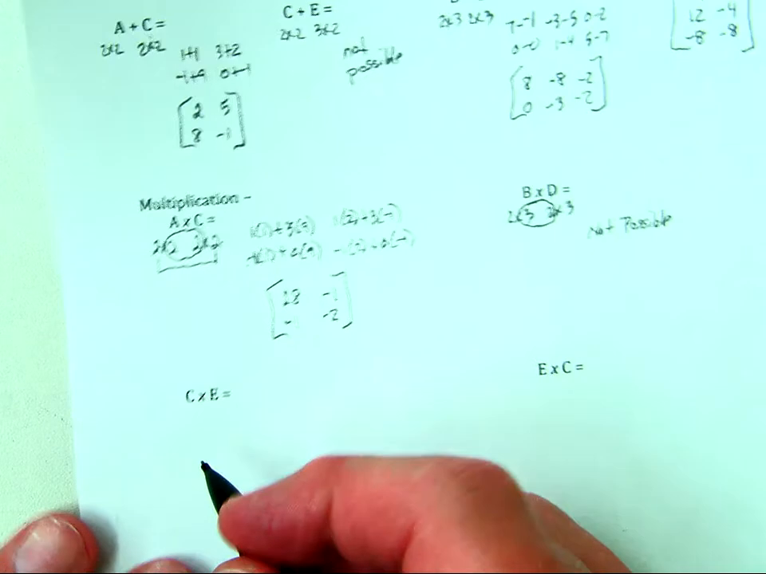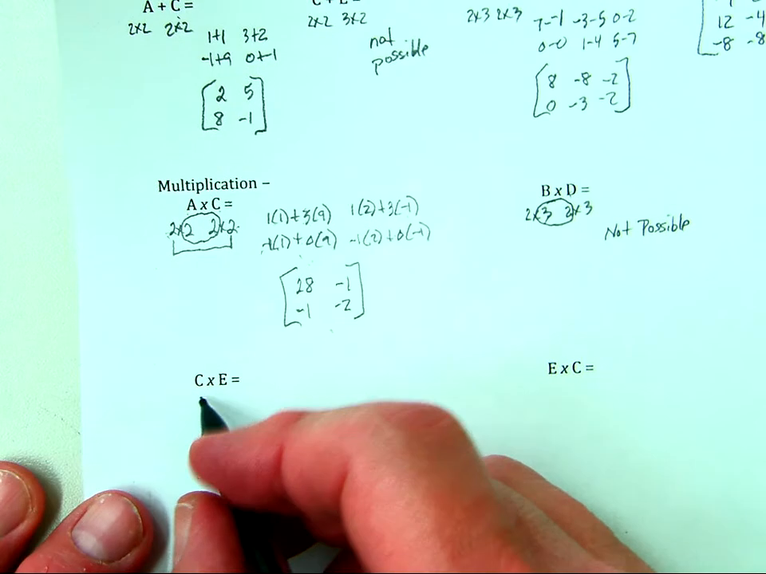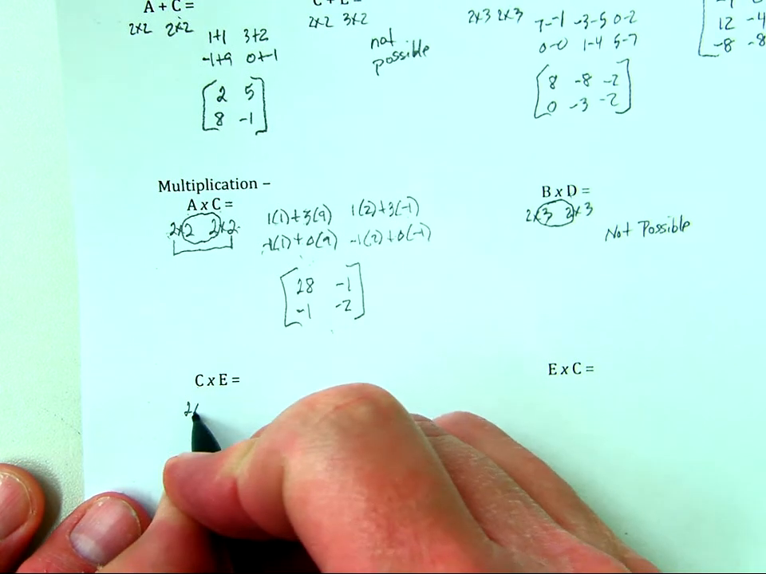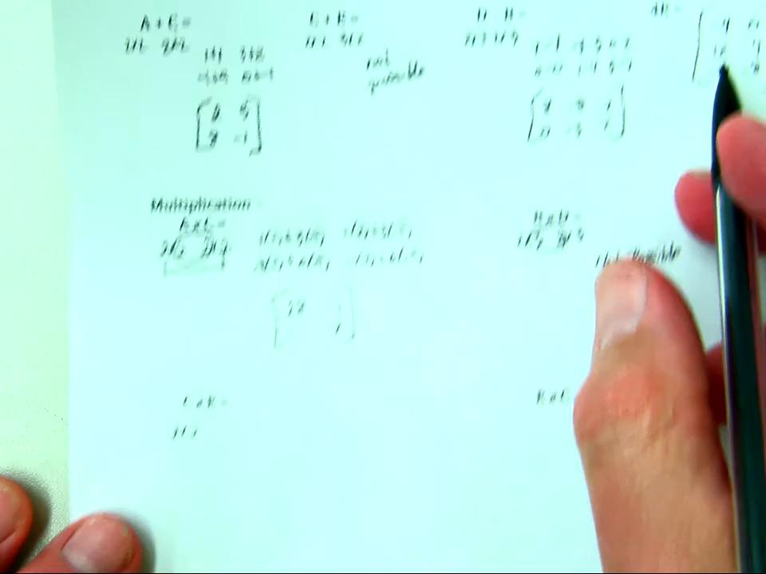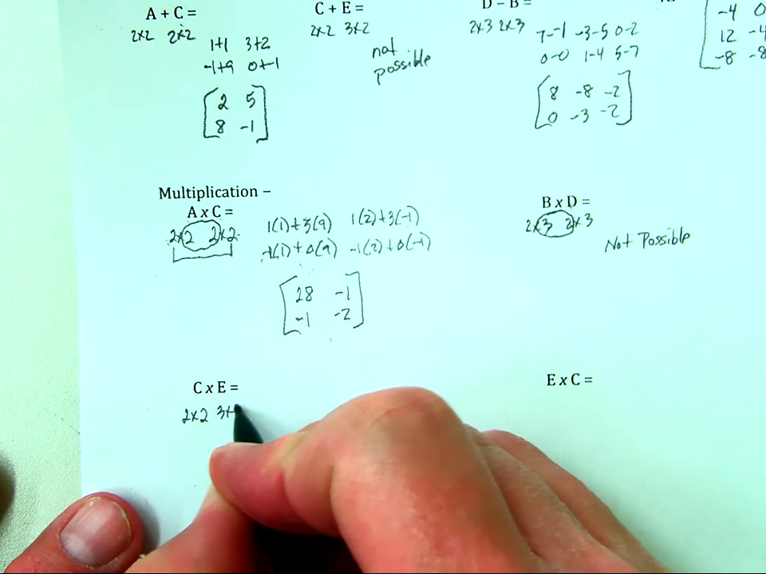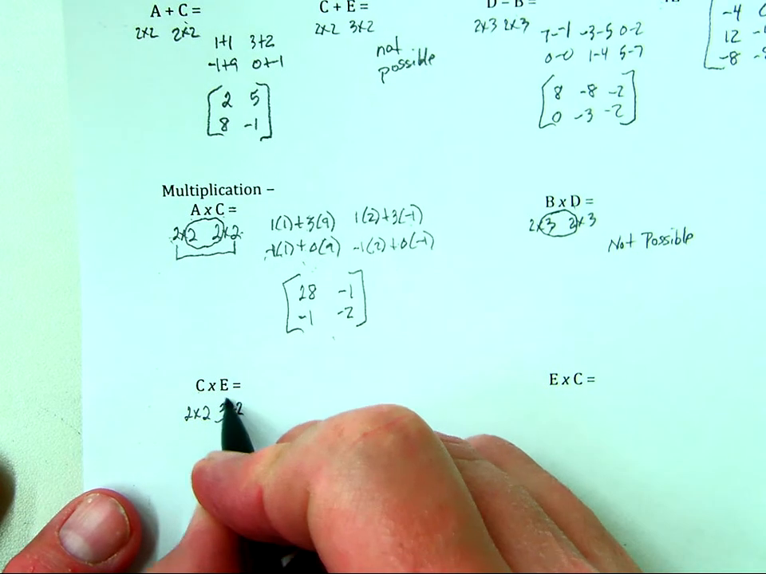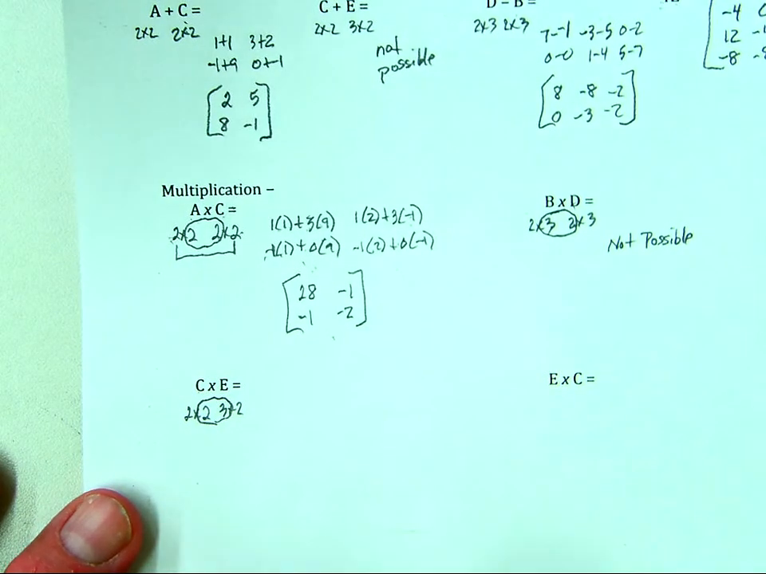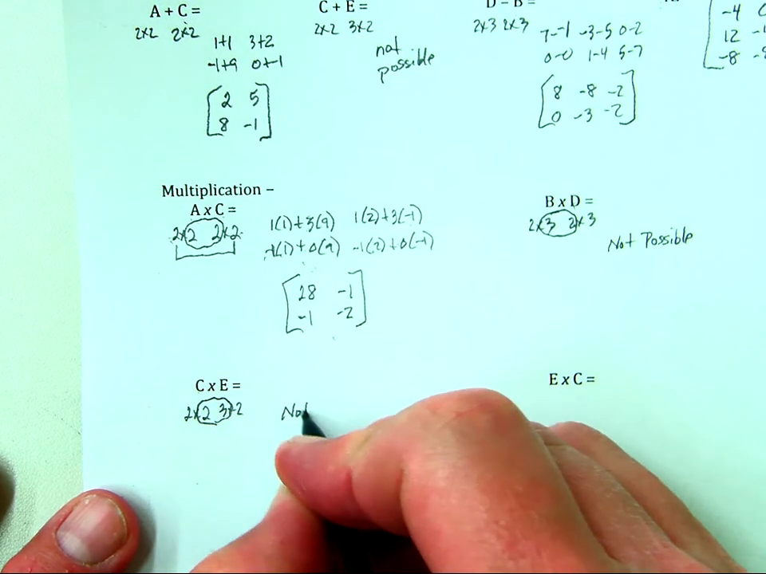Let's look at C times E. So again, write down the dimensions. C is a 2 by 2. E is a 3 by 2. Again, look at the middle two numbers, 2 and 3. They don't match up, not possible.